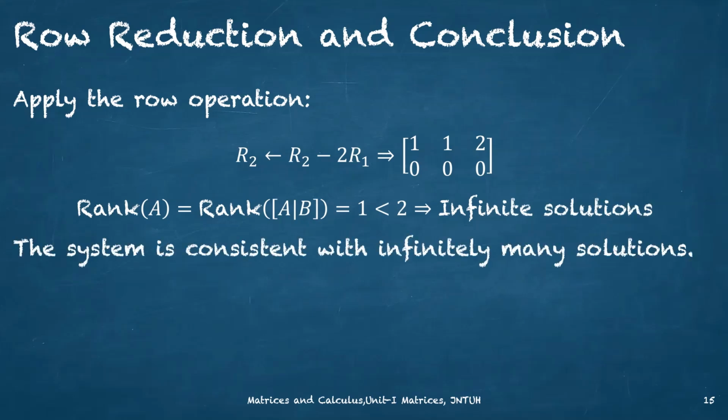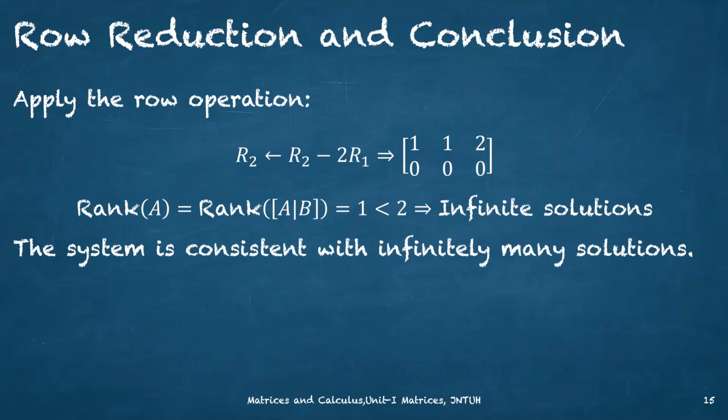Row reduction and conclusion. Now let's apply a row operation to the augmented matrix. We replace row 2 with row 2 minus 2 times row 1. This gives us a new matrix. The first row is 1, 1, 2, and the second row becomes all zeros, 0, 0, 0.